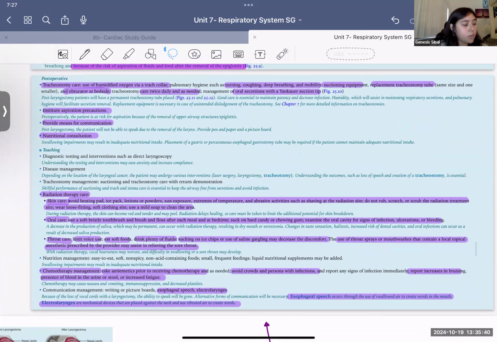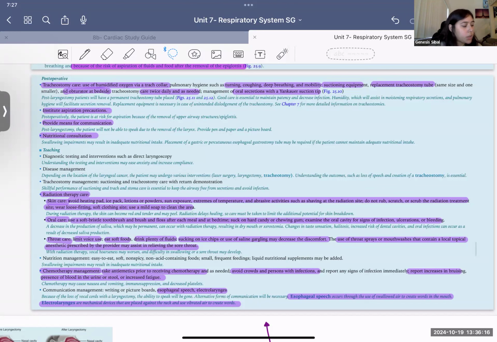So limit voice, eat soft foods, drink plenty of fluids. Sucking on ice chips or saline, gargling can also decrease your discomfort. Using throat sprays or mouthwashes that contain a local topical anesthetic prescribed by a provider may relieve a sore throat, but it should be provided by a prescriber, or they have to check with them first. And then for chemo, you can take antiemetics, avoid crowds, and again, report increases in bruising because of the decrease in platelets, decrease in WBCs, and presence of blood in the urine or stool, obviously.